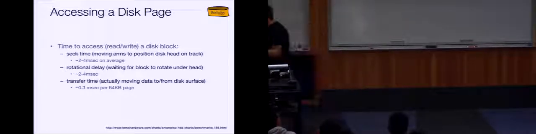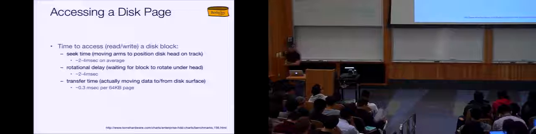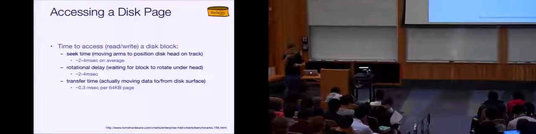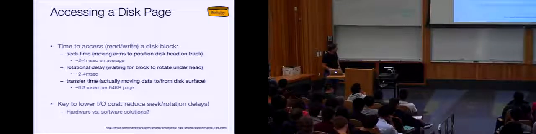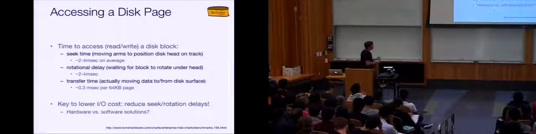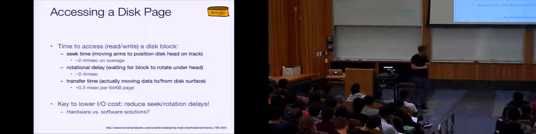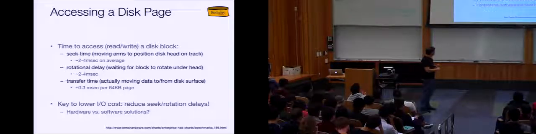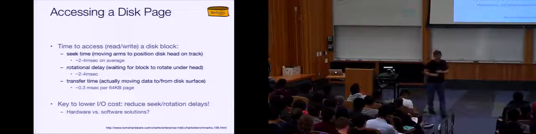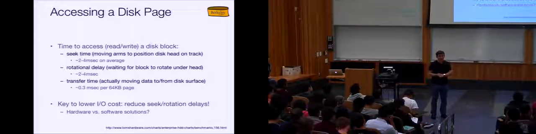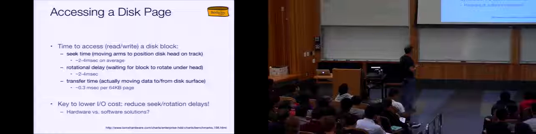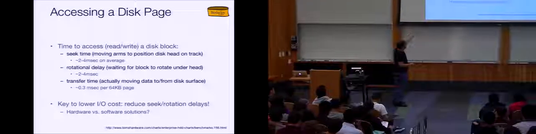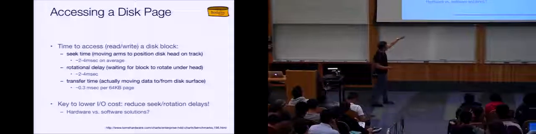But you can see that with magnetic disks, you really care about getting these I/Os that are all close to each other and trying not to seek, and trying not to induce rotational delay. So the key to lower I/O cost is to come up with software solutions that will reduce your seek and rotation delays. Or you can come up with hardware solutions too, like get rid of magnetic disks and use flash. But that took a while. So we now do that. But our algorithms by now already know how to avoid these seek and rotation delays.